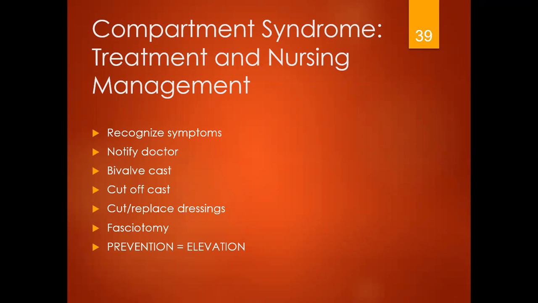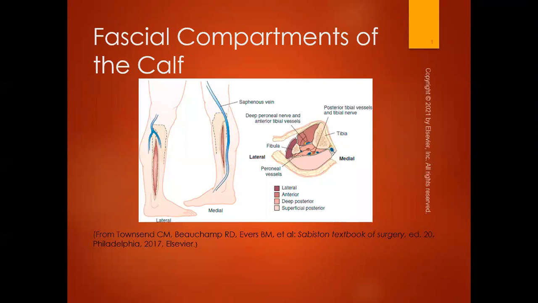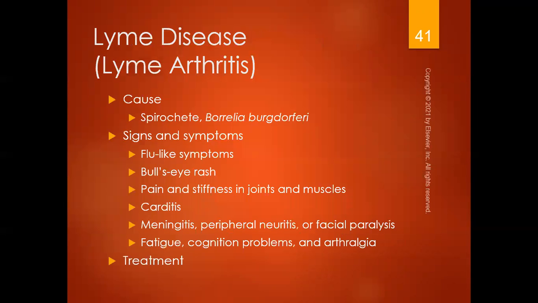How to prevent this, and that's our best thing that we can do, is to elevate, elevate, elevate. But how do we treat it? We lower it in order to promote perfusion. That's a good image of the fascial compartments of the calf. You can see how those muscles are wrapped up in that fascia, and they're just slicing into that to allow that fluid to escape.